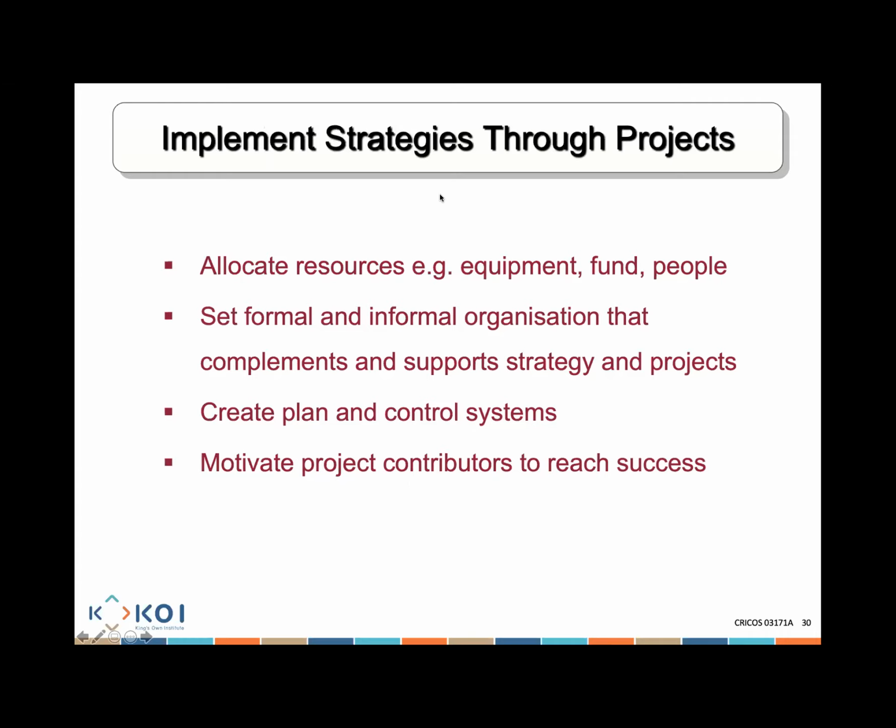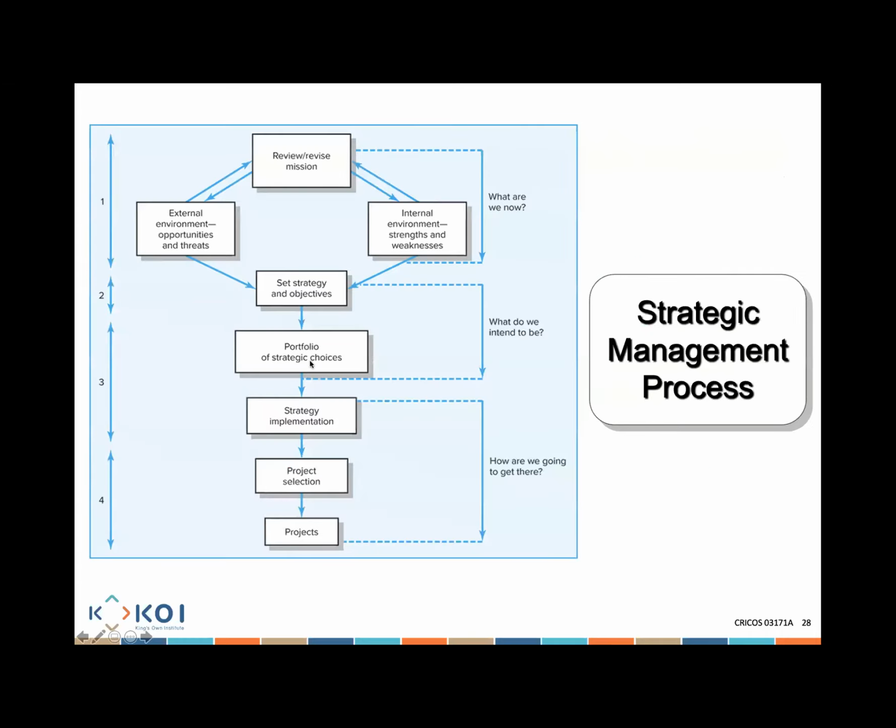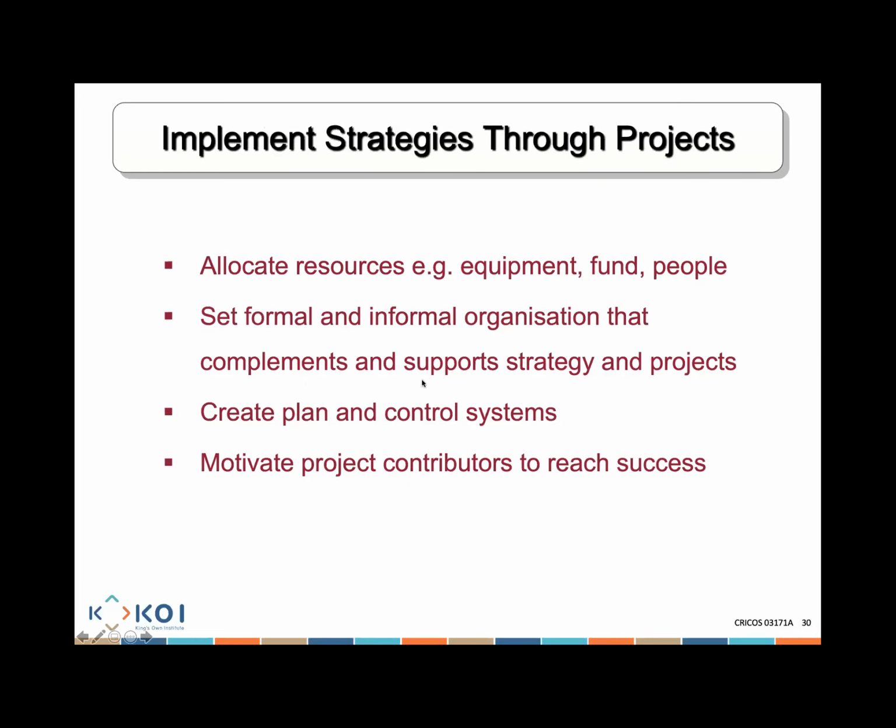We implement our strategy through projects. So we implement our strategy by selecting all of these projects. What are the projects? We need to allocate all of my limited resources: equipment, money, people. We need to set formal and informal organization. Let me get teams, let me get culture, let me get all of these things to be considered. Set formal and informal organization that help me get projects done and get the strategy implemented.